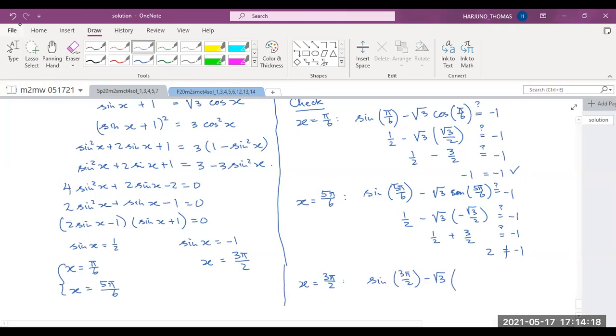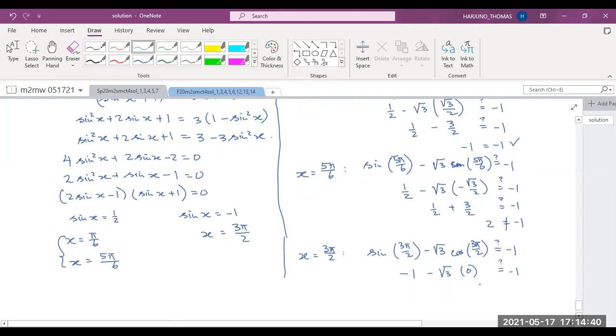Times cosine 3 pi over 2. Is it equal to -1? So this is -1 minus square root of 3 cosine 270 degrees, which is 0. Okay, so -1 equals -1. That's a check. Now you need to summarize. So x equals pi over 6. x equals 3 pi over 2.